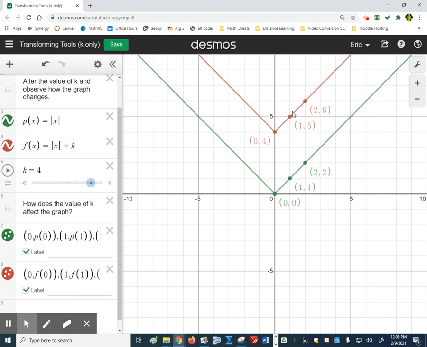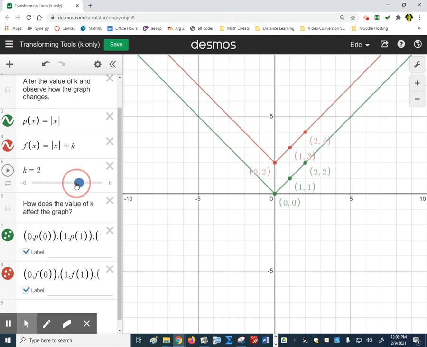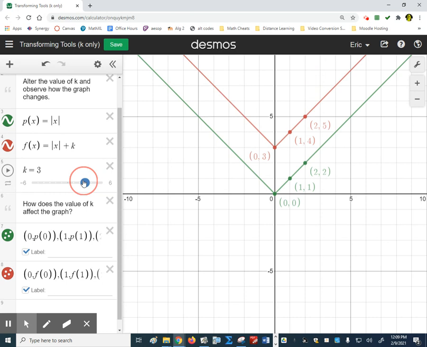Notice that the x coordinates of the points all stayed the same, but the y coordinates increased, right? So as I change the value of k, look what happens. It's just telling me how much I'm translating vertically. Well, what if I make k negative?